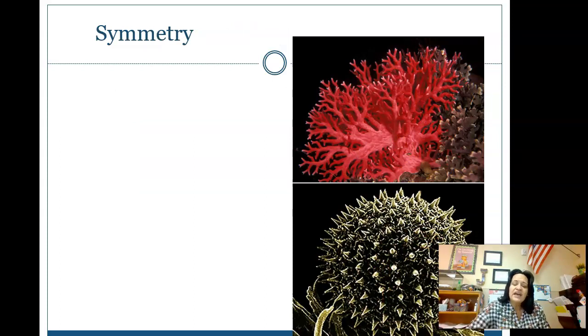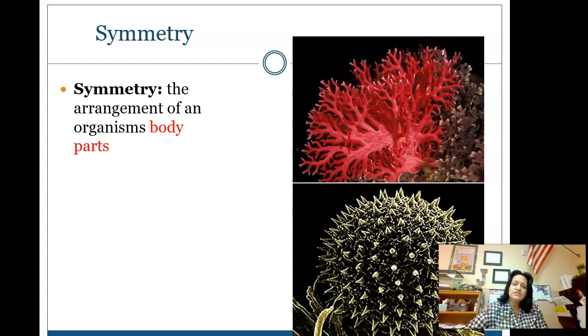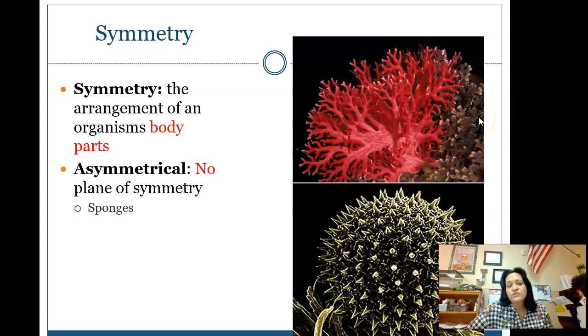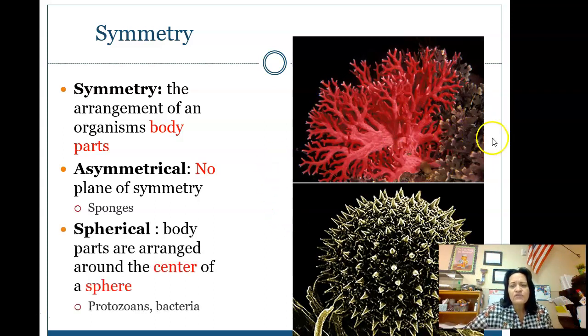Symmetry. Symmetry is how the body parts are made up and how they keep growing upon each other. The first one we're talking about is asymmetrical, which means there's no real symmetry to it. So that would be this up here. Corals or sponges just grow and don't have a true form to them, okay? Just completely all over the place, asymmetrical. Then we have what's called spherical, where body parts are arranged around a center sphere. So if you think of a sphere as a ball, you have the center ball, and then things start to grow around it from all different sides.